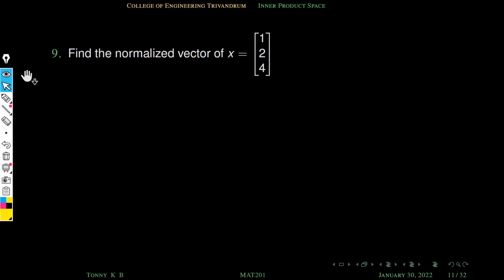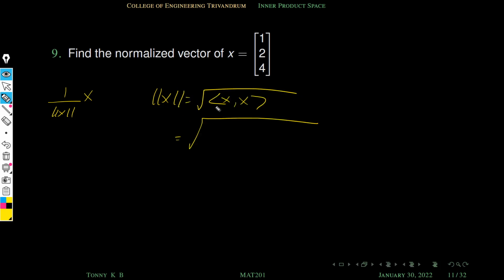Okay, next problem. Find the normalized vector of x equal to the vector (1, 2, 4), an element of R³. So how to find the normalized vector? The normalized vector is defined by 1/norm x times x. So first we have to find norm x. And how to find norm x?